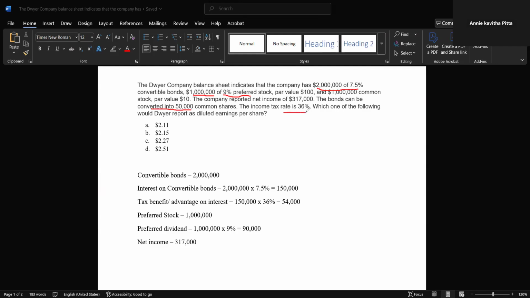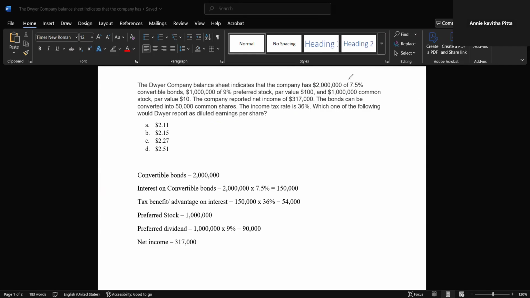Income tax rate is 36%. So these are the details that are provided for us. Which one of the following would Dwyer report as diluted earnings per share? From the data, we see that the convertible bonds value is 2 million. The interest rate on convertible bonds is 7.5%. So on account of that, the interest amount on convertible bonds is 150,000.